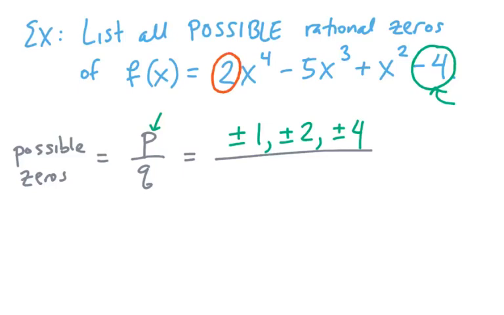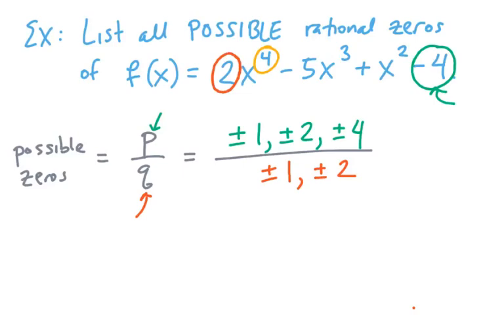Now q then must be tied to the other number we've circled, which in our case here is the coefficient on the x to the fourth term. So what are the factors of 2? It has fewer options than -4 did, so 2 has factors of plus or minus 1 or plus or minus 2. So what we've done is we've created a list of possible zeros. These are not all going to be zeros because, well, we can see that this polynomial only would have 4 zeros as it is.